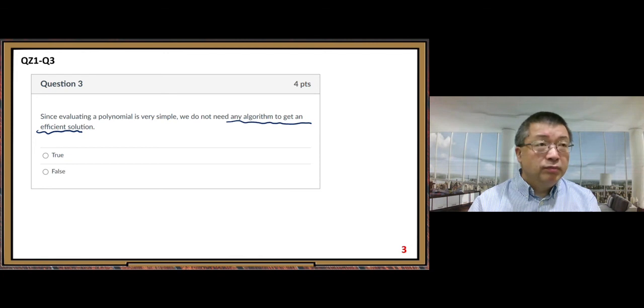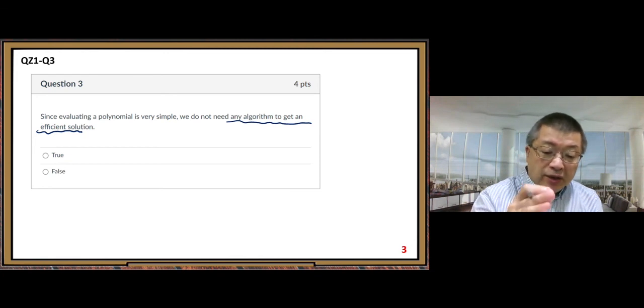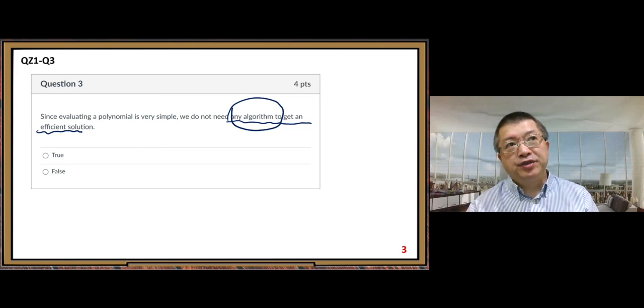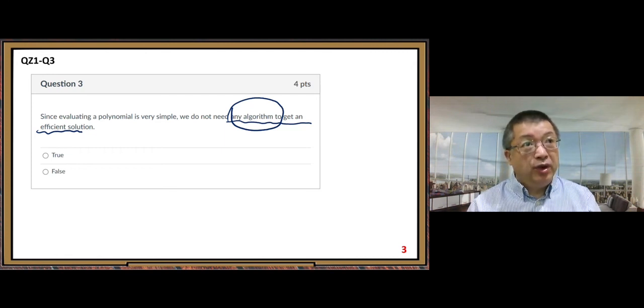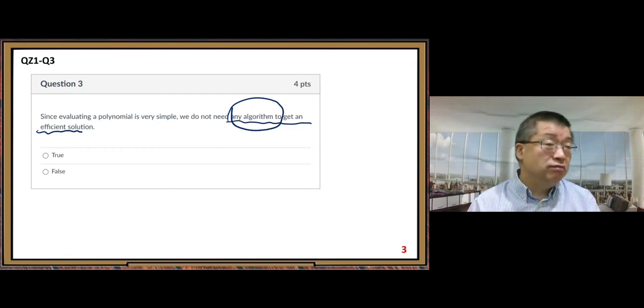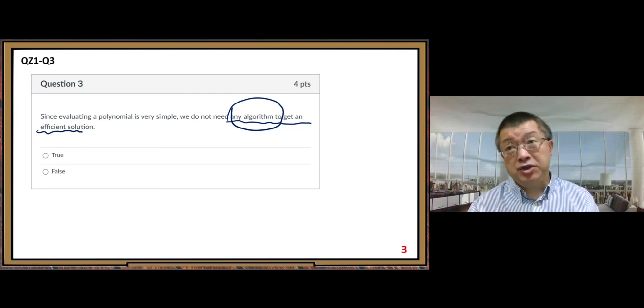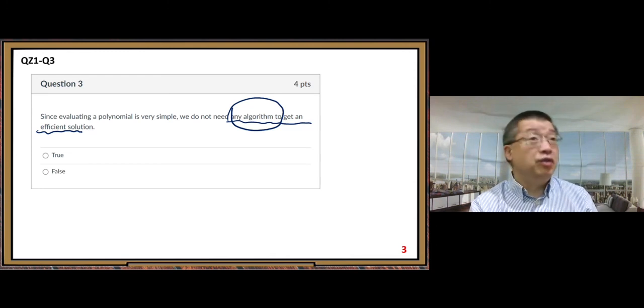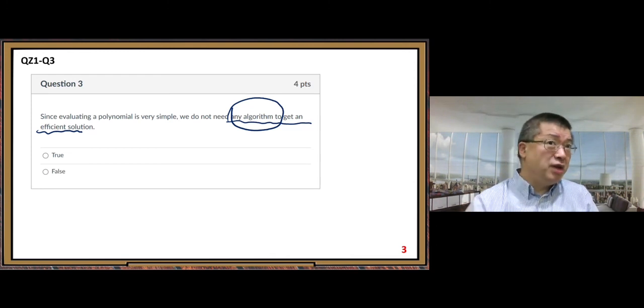First, think about this way to understand this statement: do not need any algorithm. Any solution requires some algorithm, right? Any solution requires some algorithm. The bottom line, brute force algorithm, right? If you do not use any fancy algorithm, just a straightforward way, that's the brute force algorithm, right?